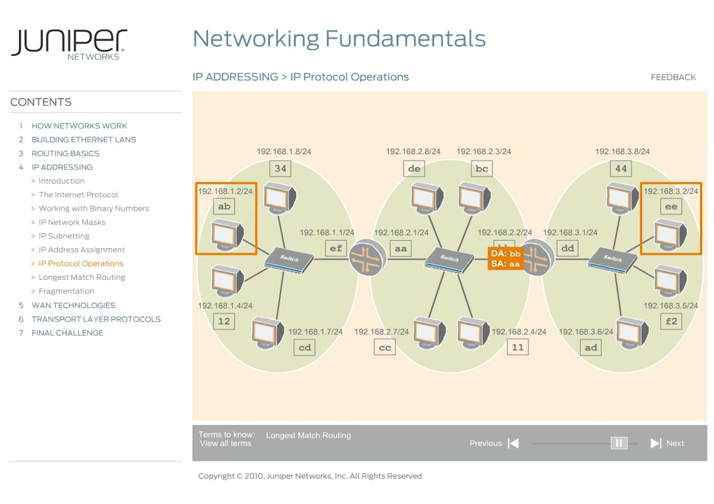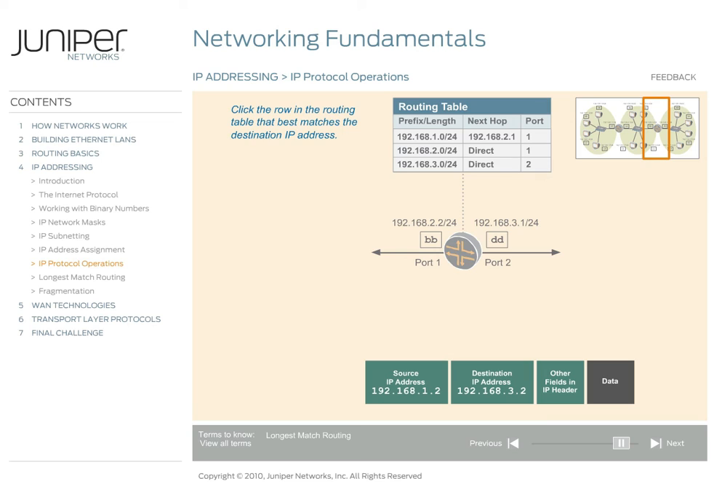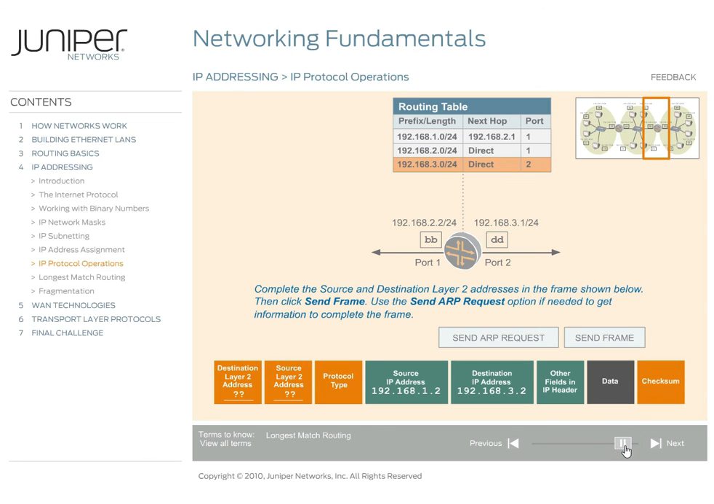It then forwards the frame out the designated port. The next router repeats the strip and lookup process, looking for the longest match. Once again, click the row in the routing table that best matches the destination IP address. Complete the source and destination layer 2 addresses in the frame shown on screen. Then click Send Frame. Use the Send ARP Request option if needed to get information to complete the frame.